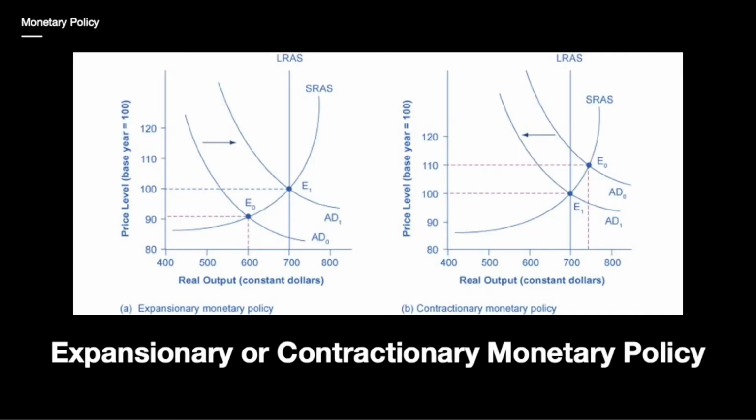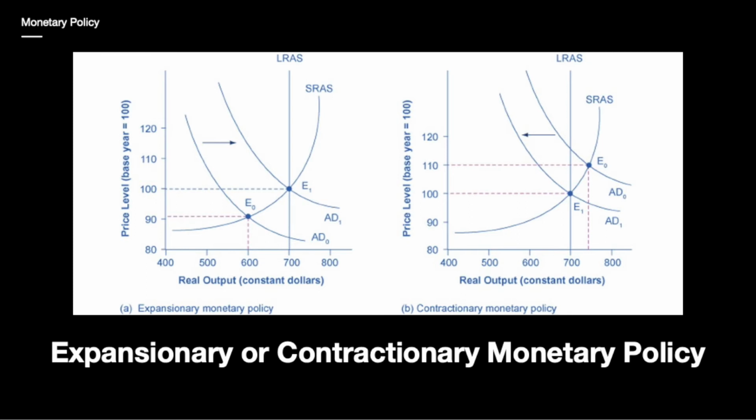Expansionary or contractionary monetary policy. In Figure A, the economy is originally in recession with an equilibrium output and price shown at E0. Expansionary monetary policy will reduce interest rates and shift aggregate demand to the right from aggregate demand 0 to aggregate demand 1. This leads to the new equilibrium E1 at the potential GDP level of output with a relatively small rise in the price level.